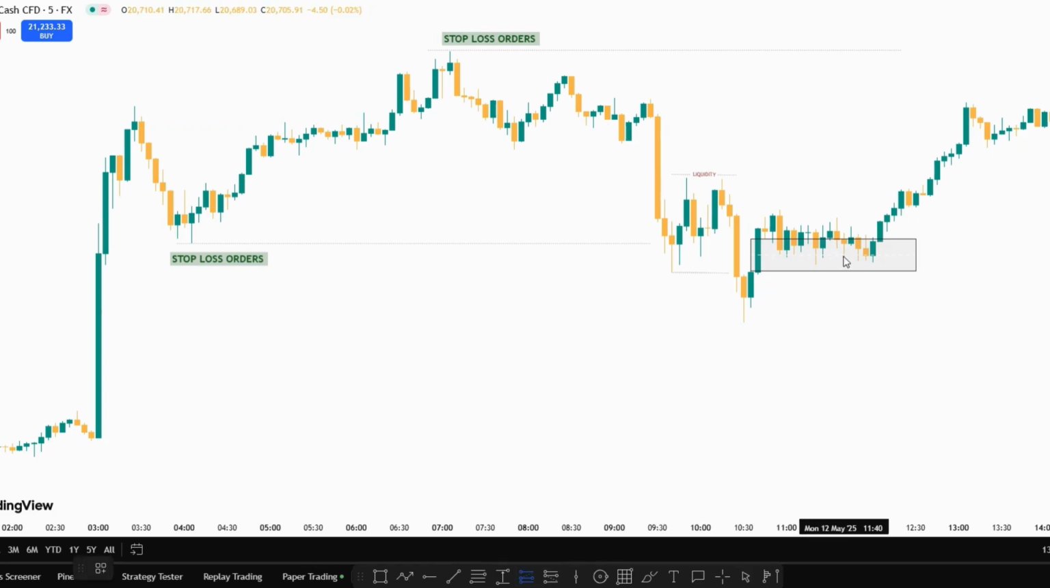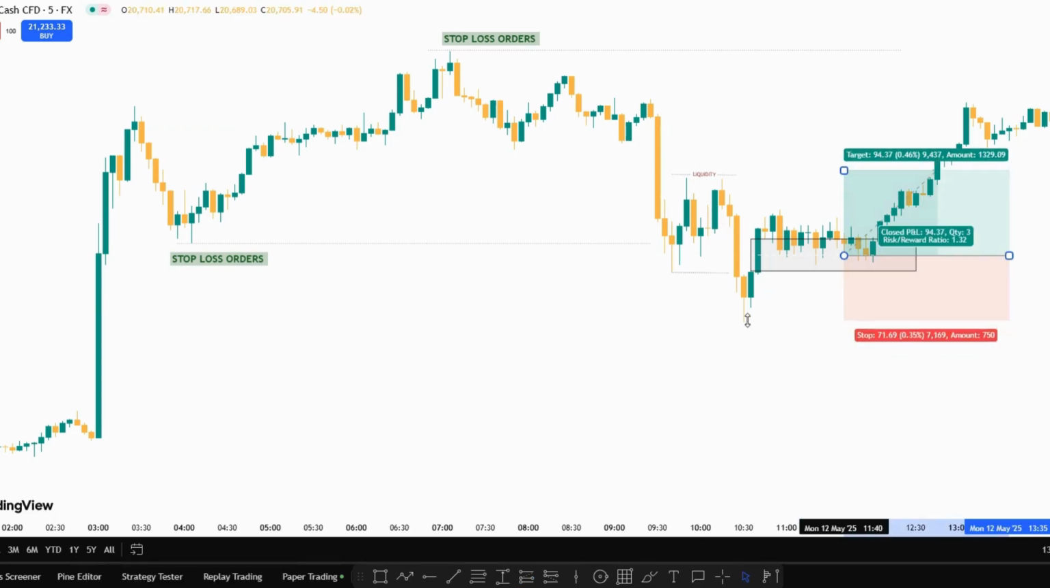So I entered at the 50% of this fair value gap, and my stop would be at this low, because this is a protected low that just swept liquidity. So I'm looking for that low to be a protected low. If I want to be smaller on my stops, I could put my stops underneath here.